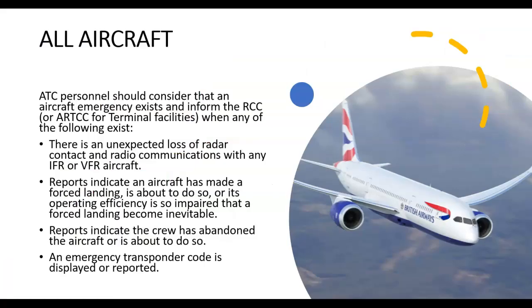Air traffic control personnel should consider an aircraft to be in an emergency situation and inform the RCC when any of the following things exist. There's an unexpected loss of radar contact or radio communications with any IFR or VFR aircraft. The reports received indicate an aircraft has made a forced landing or is about to do so, or its operating efficiency is impaired and will force it to land in the future. Reports indicate that the crew has abandoned or is about to abandon the aircraft, and an emergency transponder code is displayed or reported. In all of these cases, the air traffic control personnel should consider that an emergency exists.